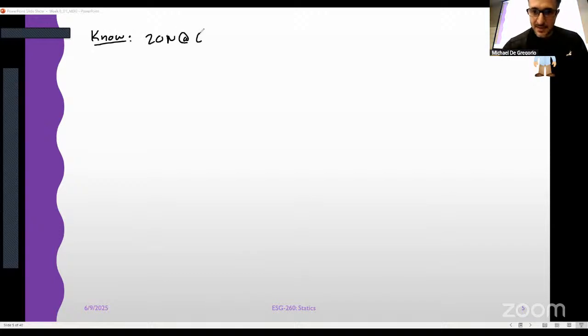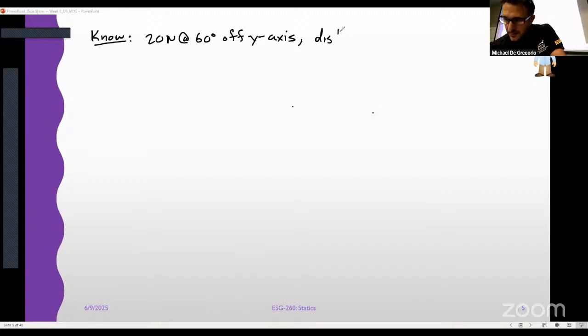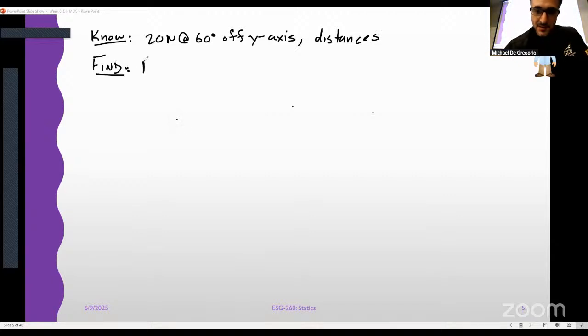All right, so what do we know? Well, we know we have 20 newtons at 60 degrees off the y-axis. And we know the distances, right? We can put that in there. Those are going to be important in a second, depending on how you chose to do the problem. There was a bonus 5 points if you did it a second way. So this is not an equilibrium analysis problem. This is just find the moment about point O, right? So what are we asked to find? You guessed it, the moment about point O.